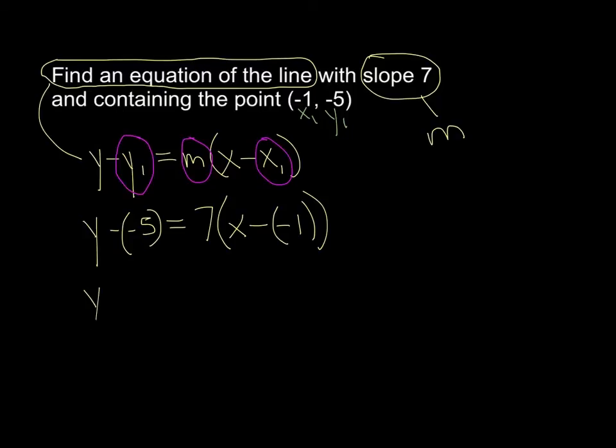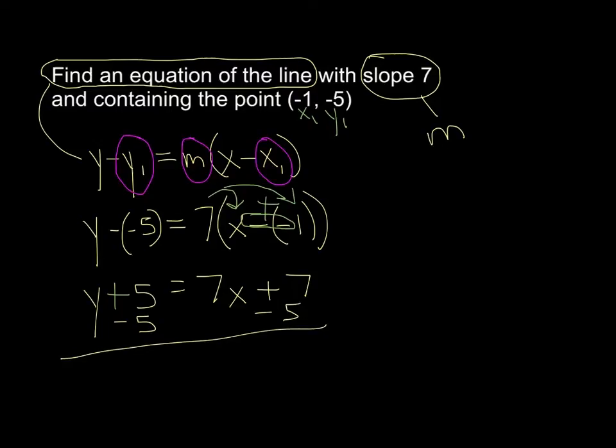So continuing down on the next step, those two minuses in between the y and the 5 change to a plus. And so did these two minuses here in between the x and the 1. So change that to a plus, and we'll go ahead and distribute the 7. 7 times x and 7 times +1. And then all we've got to do is get that y by itself. So last step is just to subtract 5. And that is it.